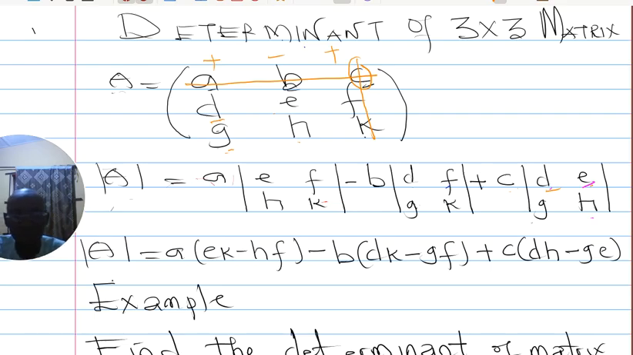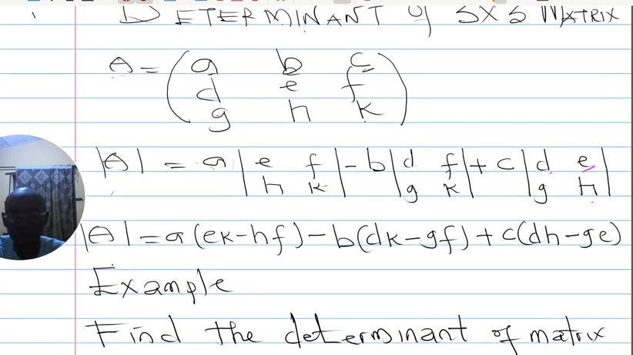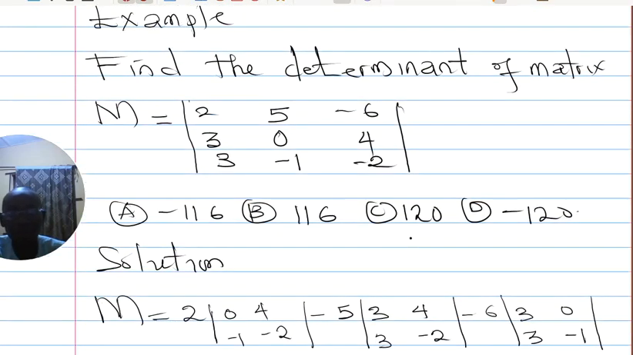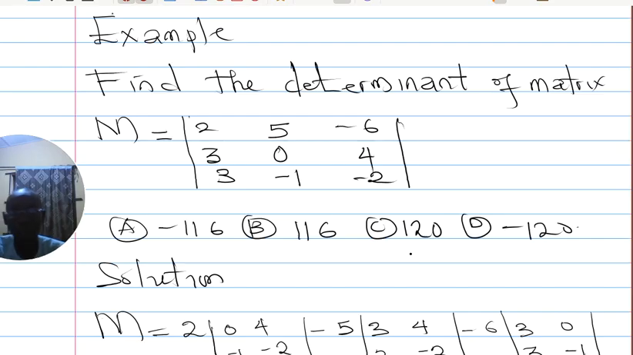Now we can find the determinant of this one, which is EK and so on. We have done the 2 by 2 determinant before, so we are done with this. Now let's go to the next question. Look at this question now. We want to find the determinant of this matrix.